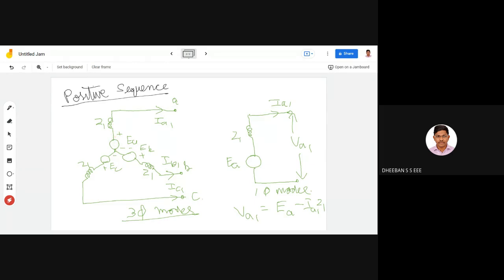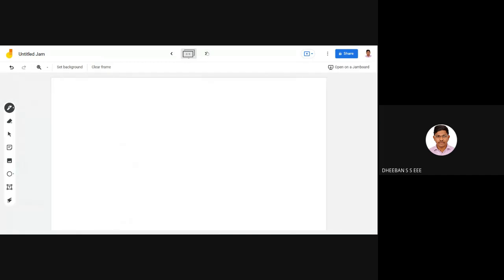Here we are speaking about the source side. Whenever the negative sequence comes out, it is with respect to your load side performance. So I'll draw the negative sequence and after that I'll explain. The only difference between the positive sequence and the negative sequence is that the source will be shorted. So the negative sequence, how can we draw it?